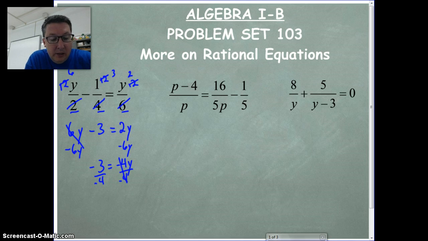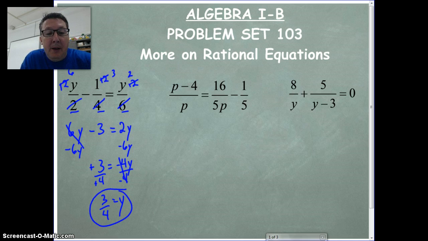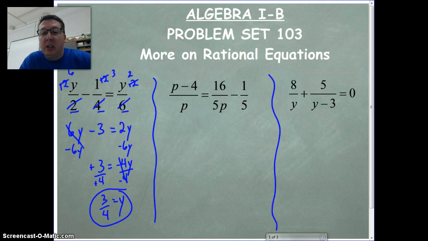One thing to watch on these is to be very careful with your negative signs. I have negative 3 divided by negative 4. The negatives cancel, and I end up with the answer positive 3/4. So there's y. Now, with today's stuff, our problems, as you can see, look a little bit different.